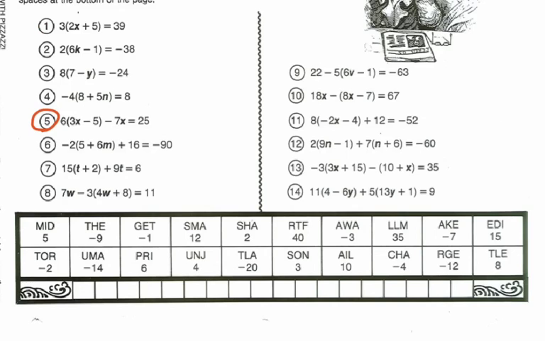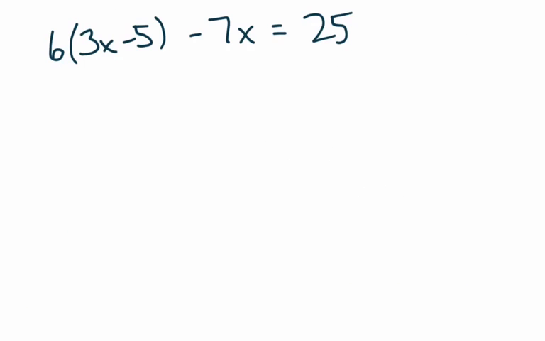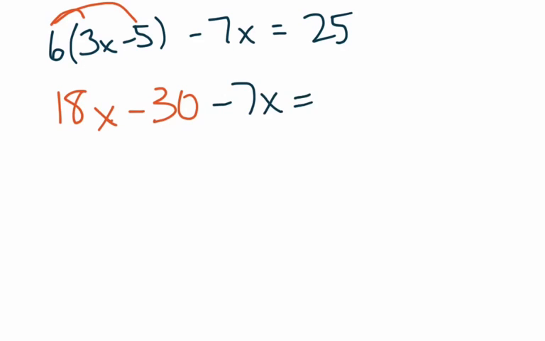So I'm going to write it again on the next page. Alright, so here's number 5. Alright, so we're going to take 6 times 3x and 6 times 5. So that would be 18x minus 30. And then we still have the rest of the problem just as it was written. So the only thing that's changed is that we've distributed the 6.